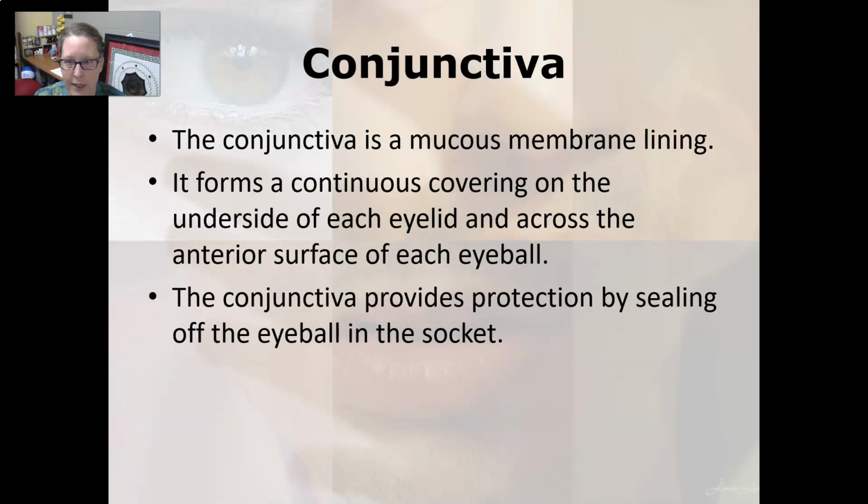Then the conjunctiva is a mucous membrane lining, and it forms a continuous covering on the underside of each eyelid across the anterior surface of each eyeball. The conjunctiva provides protection by sealing off the eyeball and the socket.